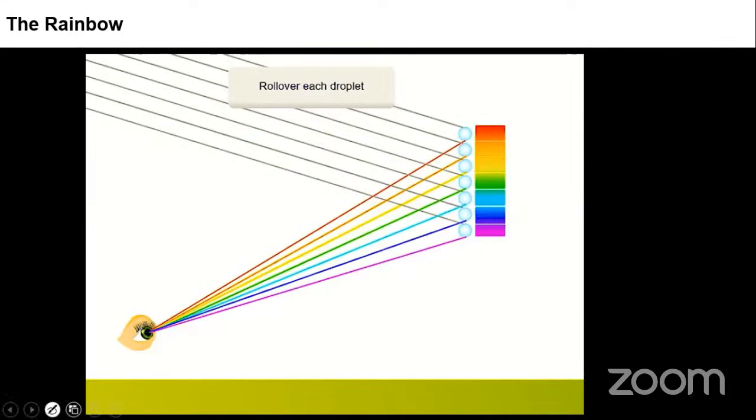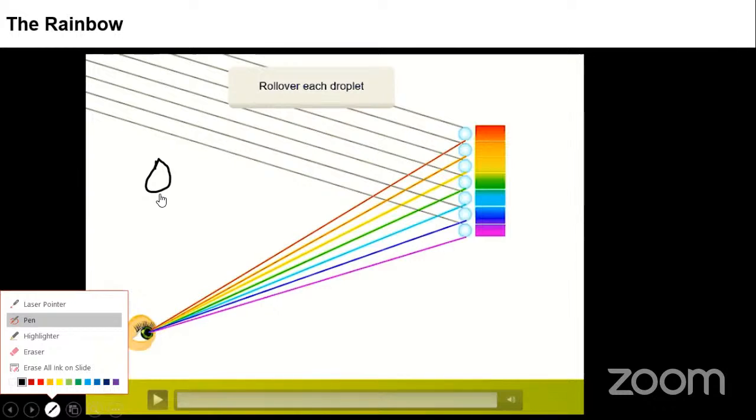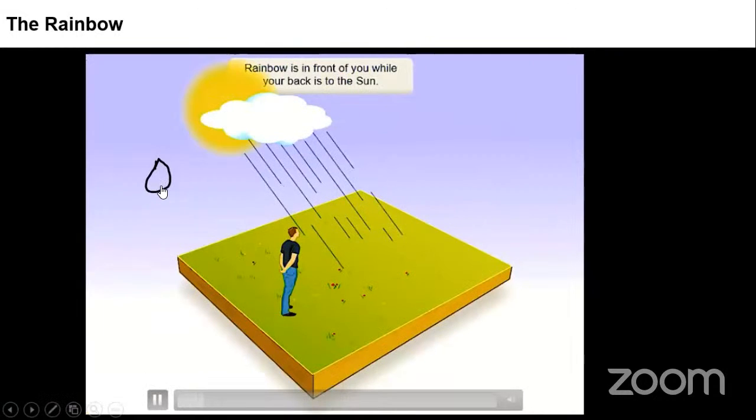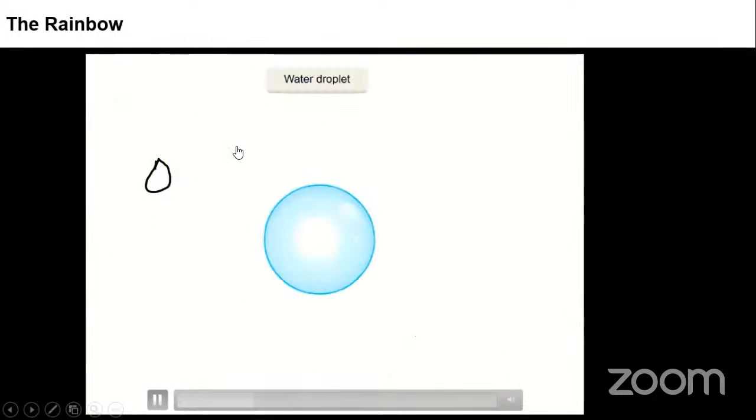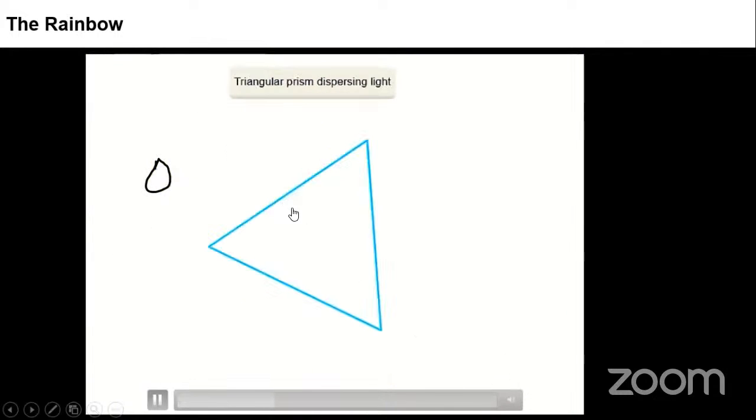Okay, let me explain. See, what happens? The water droplets in the air behave like a triangular prism.